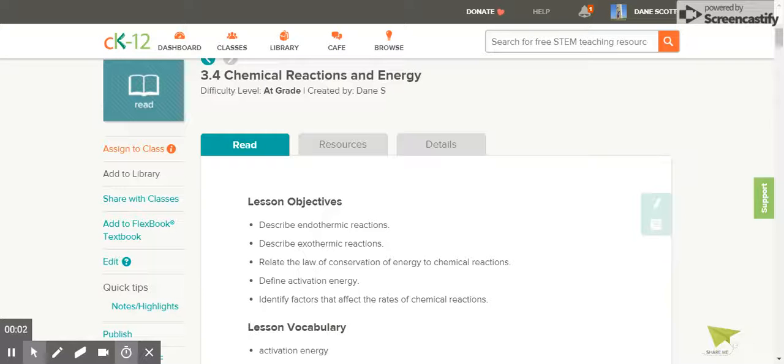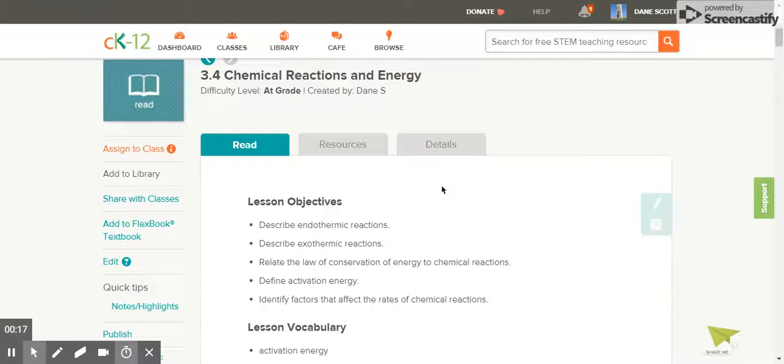Chemical reactions and energy. The final section. Lesson objectives. You're going to describe endothermic reactions. You're going to describe exothermic reactions. Relate the law of conservation of energy to chemical reactions.